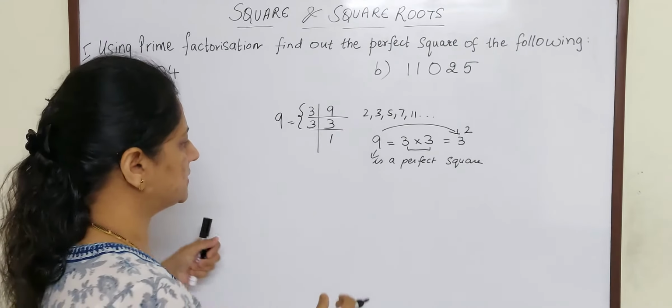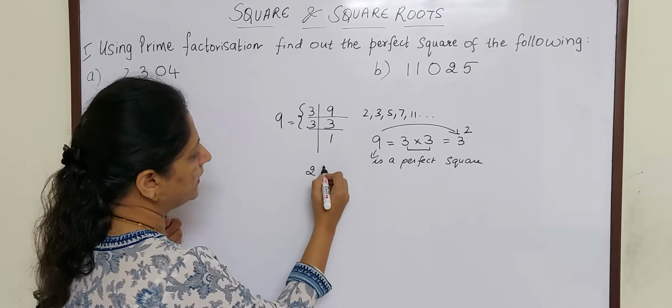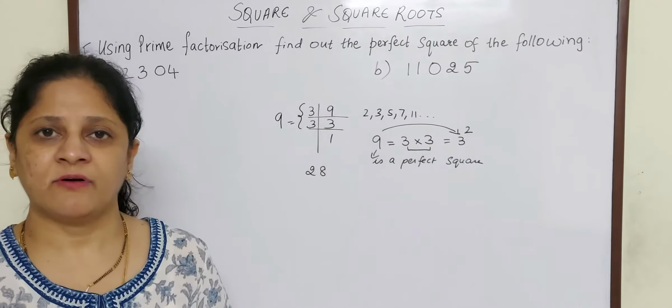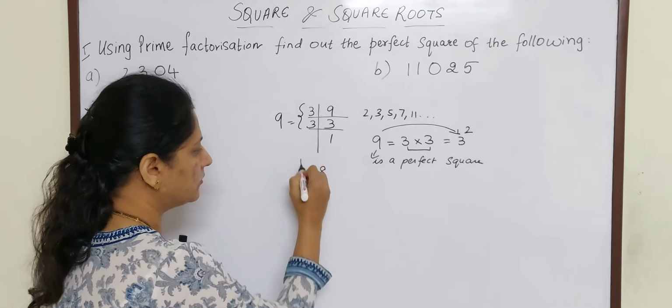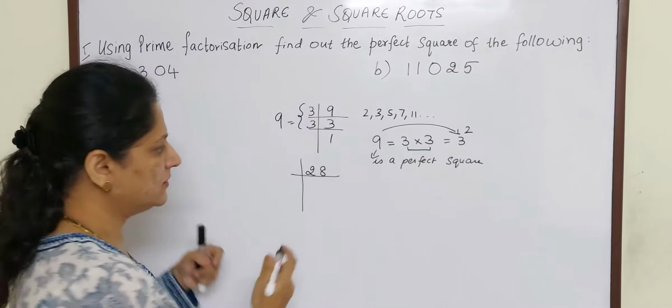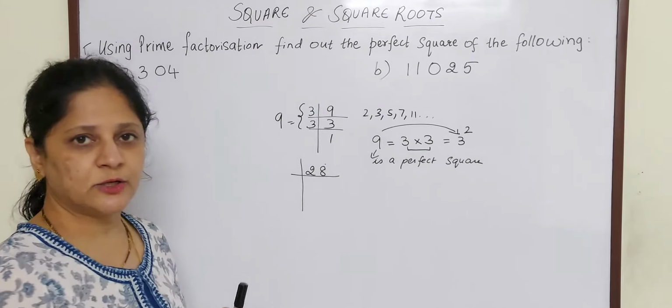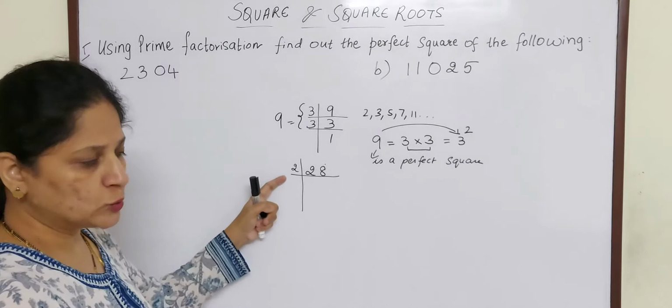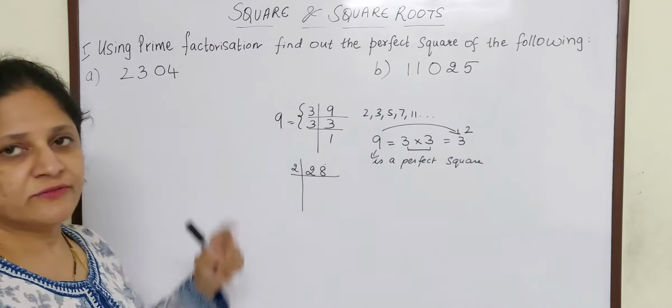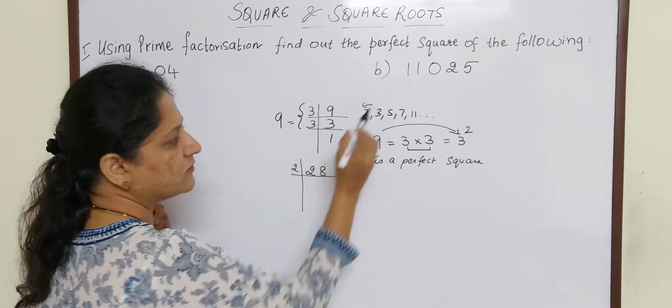Let us go to 2 digits. Now suppose 28 is a number and they have asked you to find out whether 28 is a perfect square. So using prime factorization, I know that 8 in the units place is an even number, so 2 will go. So we will always start with 2. If 2 is not going, then we will start with 3. So we will always start with 2.